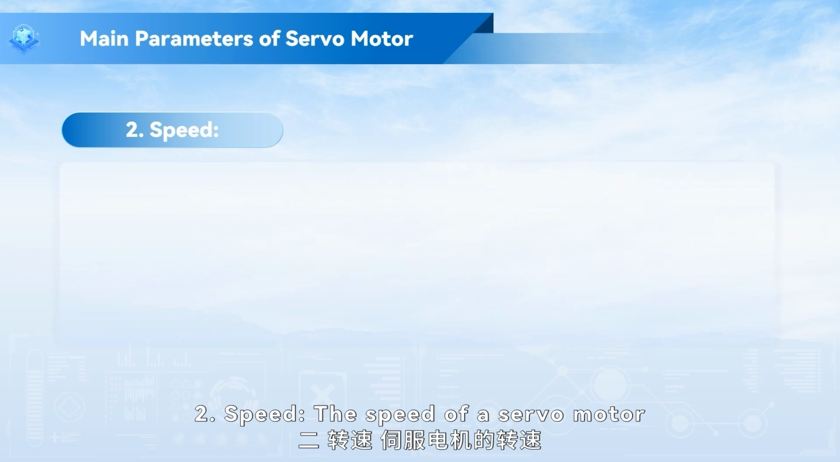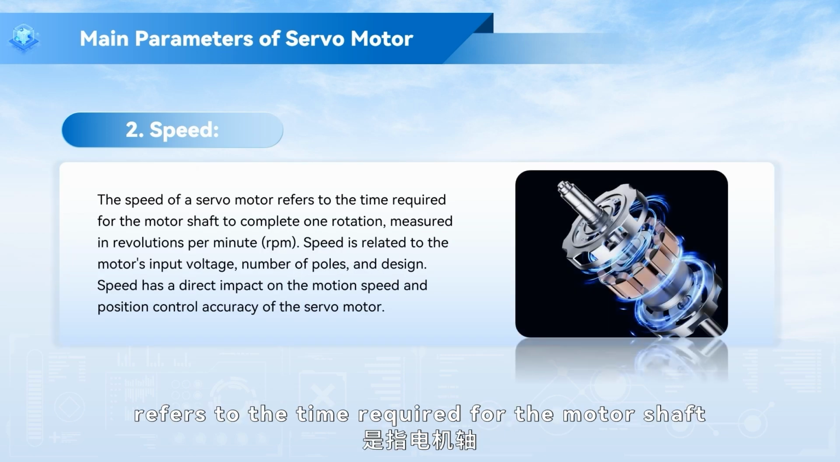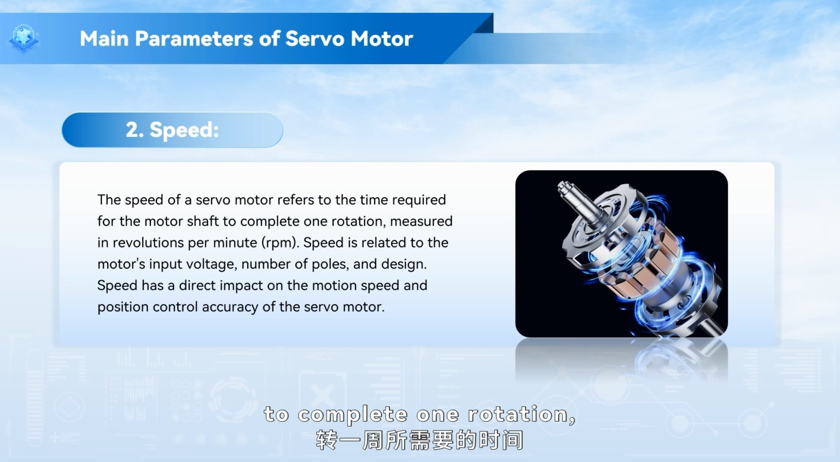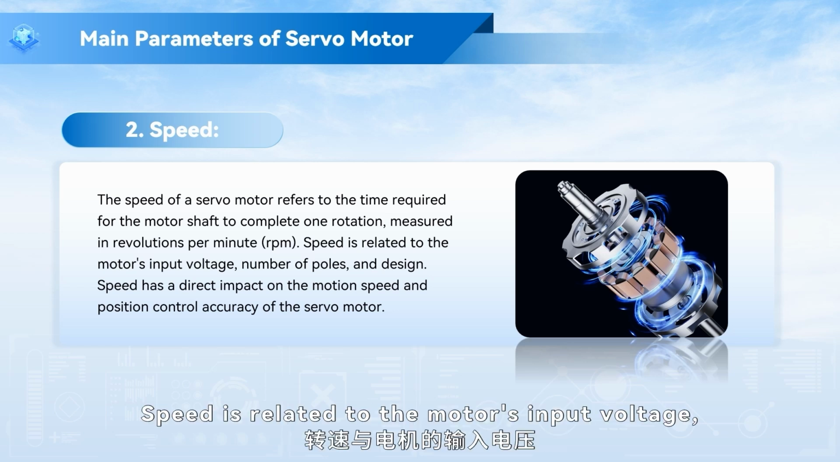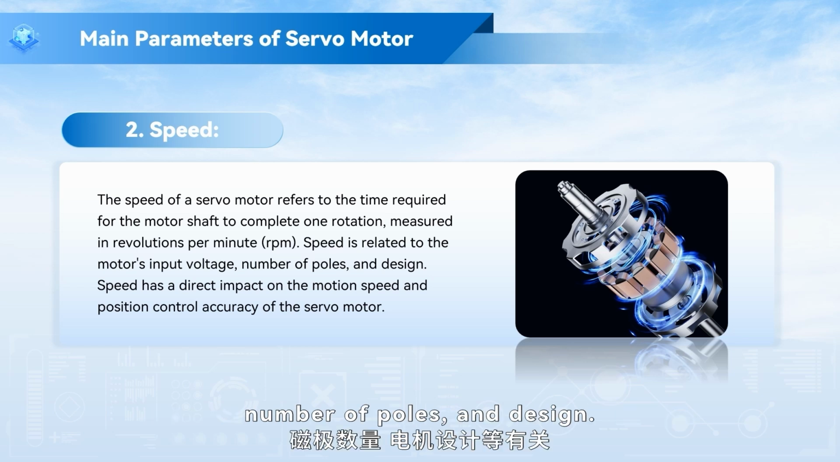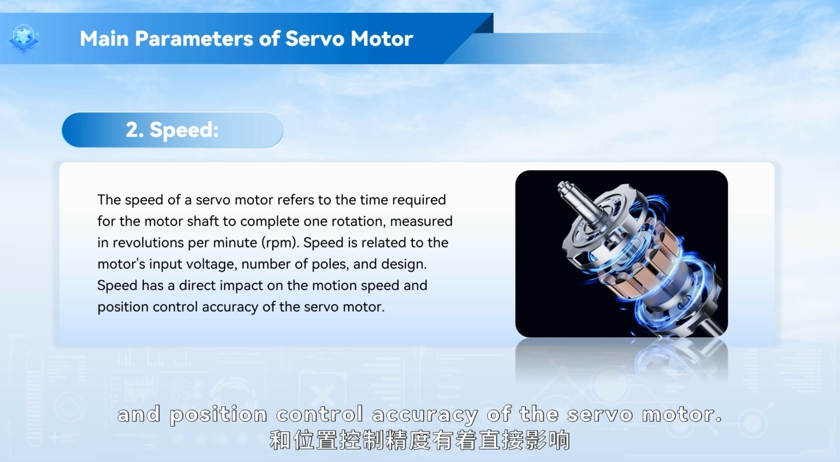2. Speed. The speed of a servo motor refers to the time required for the motor shaft to complete one rotation, measured in revolutions per minute, RPM. Speed is related to the motor's input voltage, number of poles, and design. Speed has a direct impact on the motion speed and position control accuracy of the servo motor.